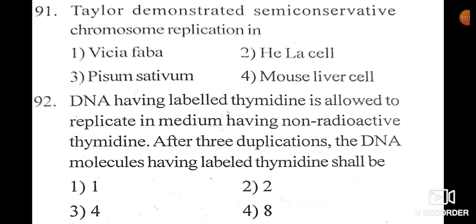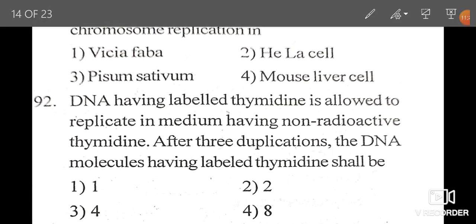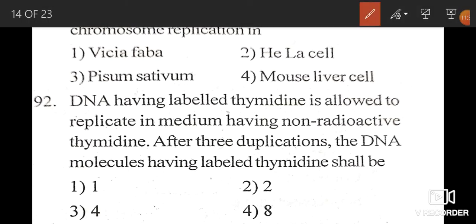Question number 91. Taylor demonstrated semi-conservative chromosome replication in... The right option is 1, Vicia faba. It means broad bean. That is nothing but Vicia faba.